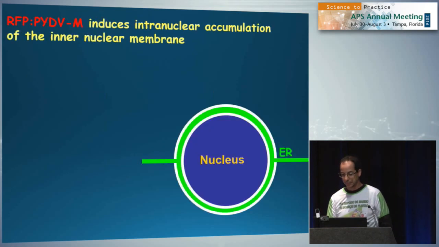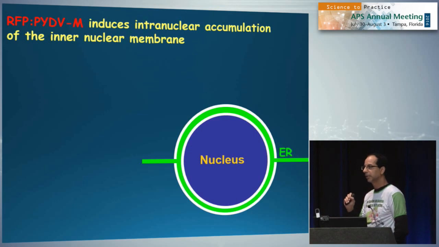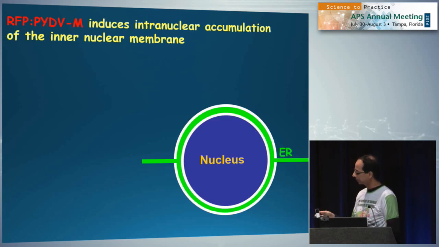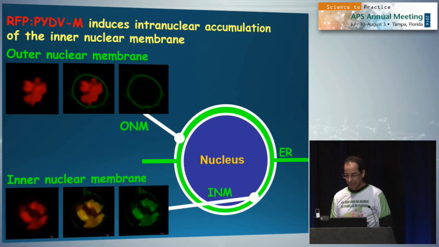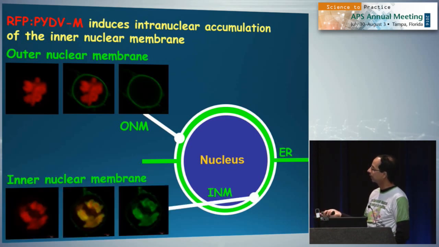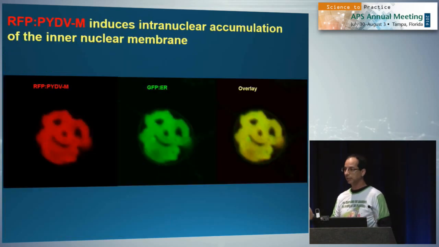That's simple enough. But if you then target GFP to different membranes in the nucleus, in the case of tagging the outer nuclear membrane and you express the matrix protein as an RFP fusion, there's no change. Well, that's not very exciting. But if you target the inner nuclear membrane, now matrix protein goes into the nucleus and follows the inner nuclear membrane. And if you target GFP to the lumen of the ER, which fills the nuclear envelope, then you fill the nuclear contents with GFP.